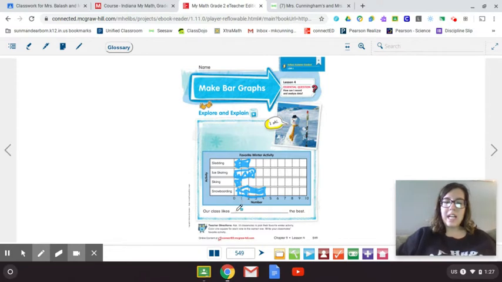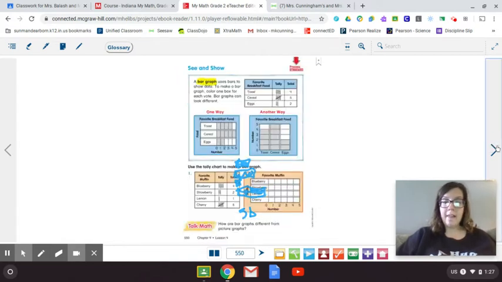So it says our class likes blank the best. So I'm going to put SB for snowboarding, okay? So our class likes snowboarding the best because looking at the bars, this one is the longest, okay? Pretty basic stuff. And this is page 549 in your math book. I'm sorry, I should have told you that earlier. 549, okay?